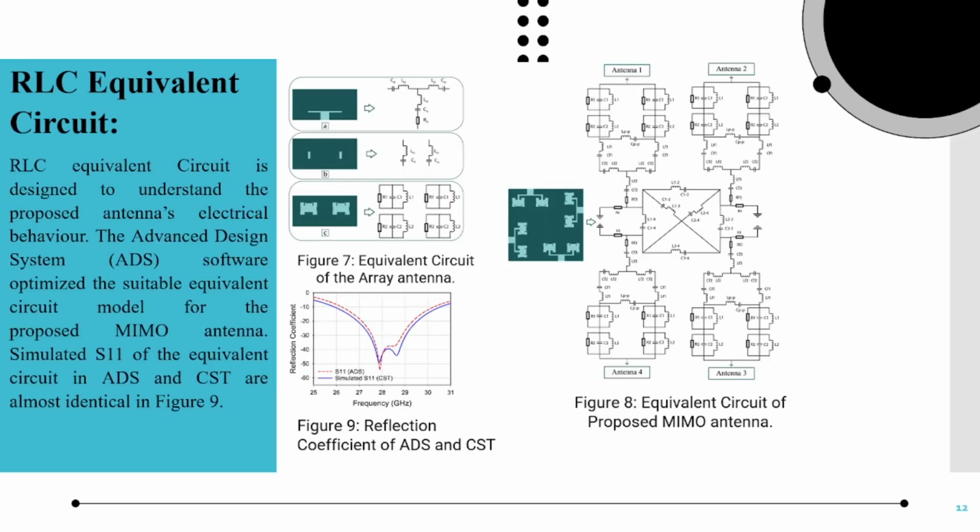And after that we are also going for the RLC equivalent circuit. So there are many figures. Figure 7 is the RLC equivalent, figure 8 is the total MIMO RLC equivalent circuit, and figure 9 is the reflection coefficient of the ADS and the CST.